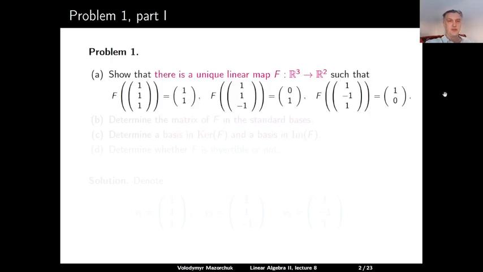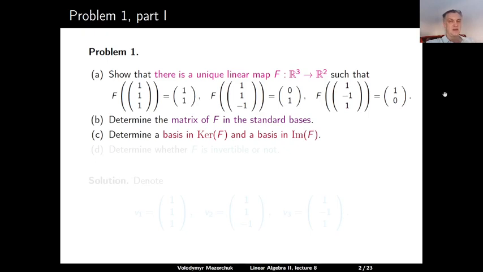Problem 1. Show that there is a unique linear map F from R3 to R2, which maps the vector (1, 1, 1) to the vector (1, 1), which maps the vector (1, 1, -1) to the vector (0, 1), and which maps the vector (1, -1, 1) to the vector (1, 0). Determine the matrix of this linear map in the standard basis. Determine a basis in the kernel of F and a basis in the image of F. And determine whether the linear map F is invertible or not.